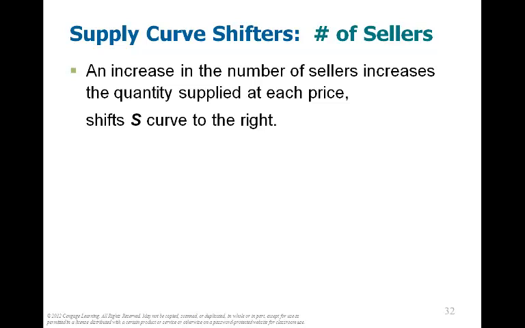If the number of sellers in the market increases, that'll increase the supply. We'll show that by shifting the curve to the right. Or if the number of producers in the market declines, then we'll shift the curve to the left. So I think this is pretty straightforward. More producers, more supply. Fewer producers, less supply. If new companies enter the market, that'll increase the supply, shifting the curve to the right. If current producers leave the market, that'll decrease the supply, shifting the curve to the left.